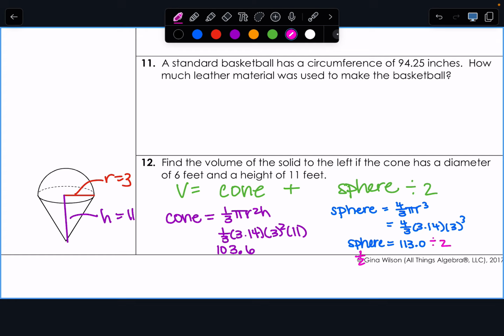So our half sphere is 56.5? Okay. So now what do we need to do with 103.6 and 56.5? We're going to have to add them together. The cone plus the ice cream, the half of a sphere, are going to add together to be 160.1 cubic feet.